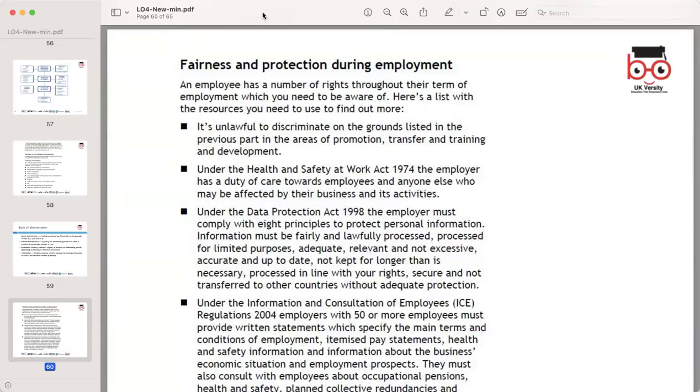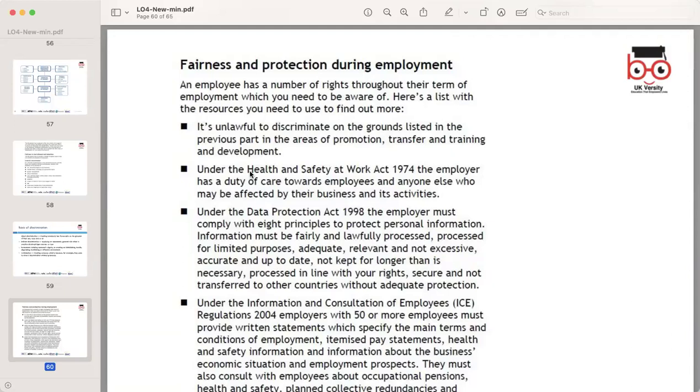So basically, employees have various rights during their employment. Discrimination is not allowed at all in areas such as promotion, transfers, and training. Then we talk about health and safety.